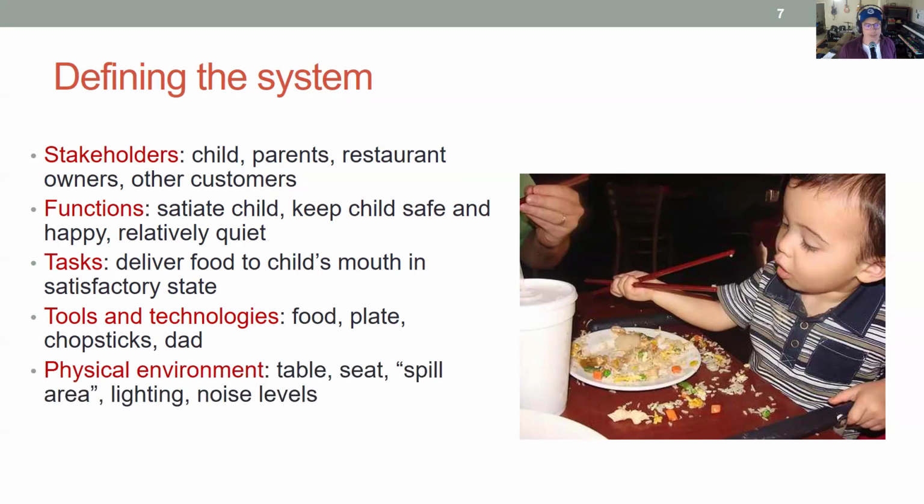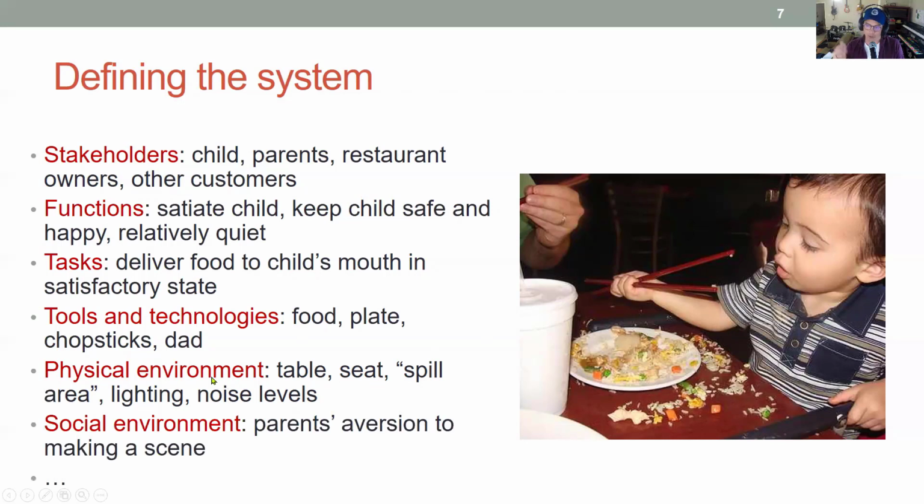Physical environment, you could talk about the lighting, the sound level. Those matter because, let's say, achieving the function of relative quietness, we have to think about noise levels in that environment. If we don't consider that, that's a key system element that would really add a lot to that analysis, right? So I'm just picking some of these things as examples of things that might matter. How much radius does the child have to make a mess around them before they disturb the other customers? All right, what else we got?